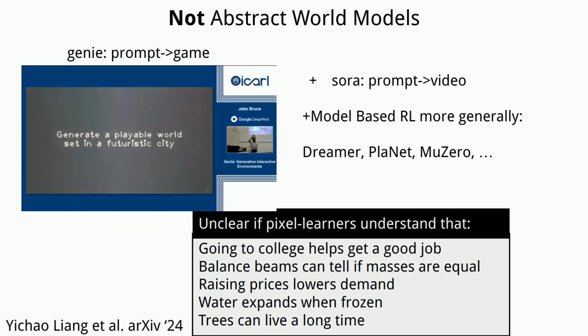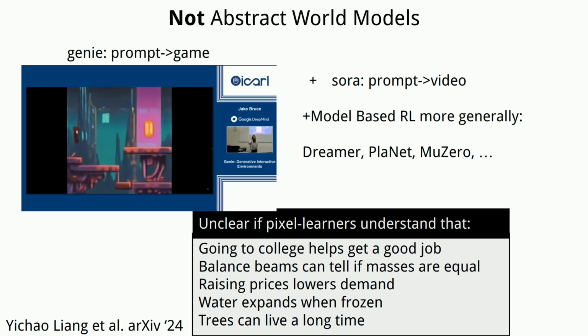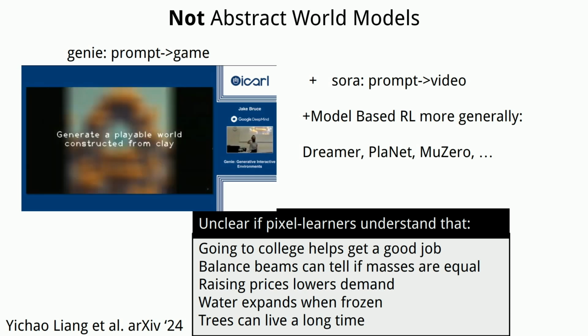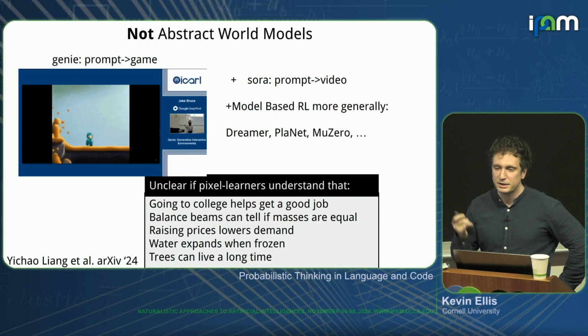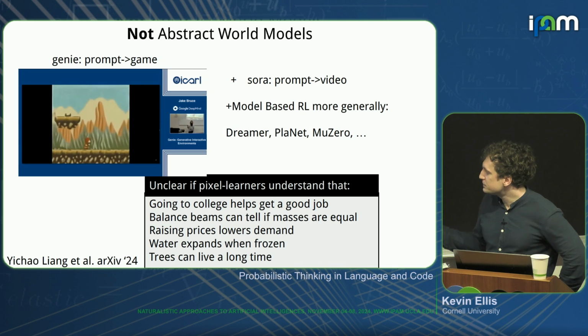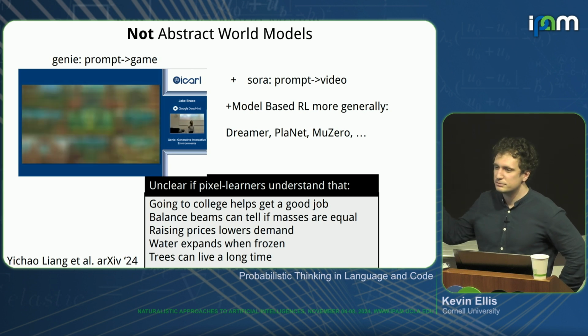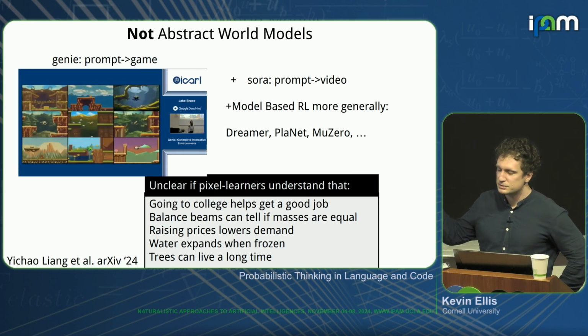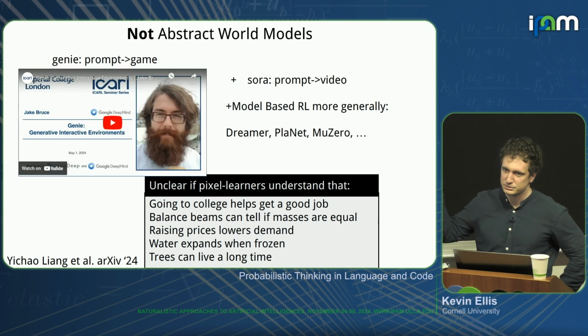So I know things like going to college helps you get a good job, that balance beams can tell if masses are equal, that high prices lower demand, that trees can live a long time. There's a bunch of stuff that I think is part of human-like world knowledge that is just going to be really hard to absorb for these pixel learners.